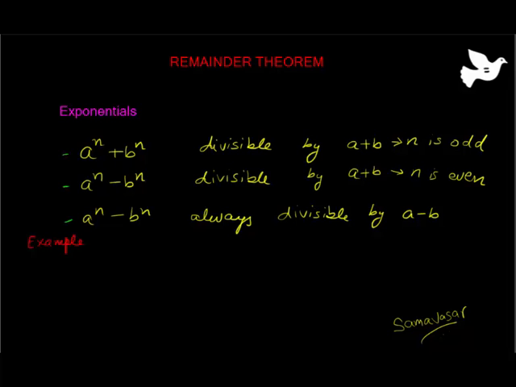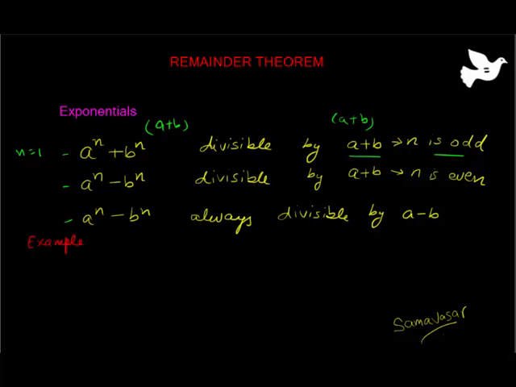If you have a question of the form a raised to n plus b raised to n, this will be divisible by a plus b if n is odd. Now, how do you remember this? Just substitute n as 1. Obviously, 1 is an odd number, it is not even. So if I put n equal to 1, what do I get here? I get a plus b. Obviously, it is divisible by a plus b.